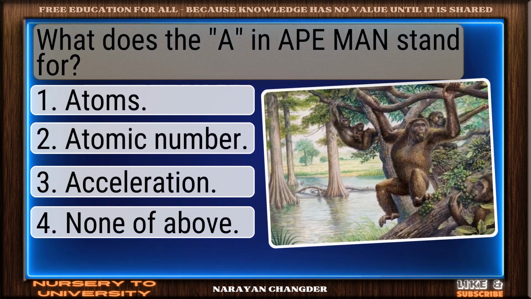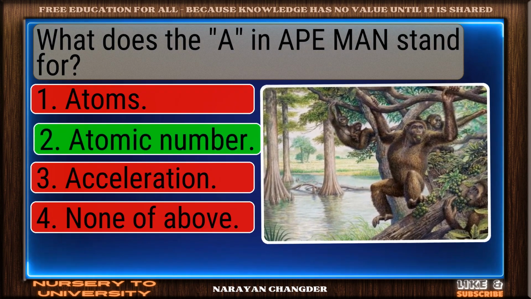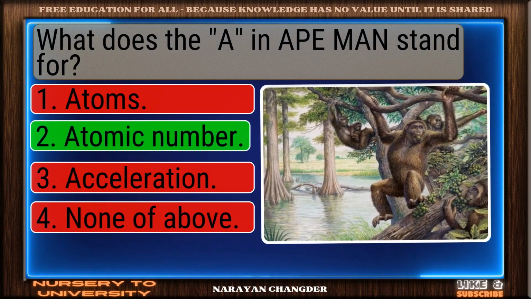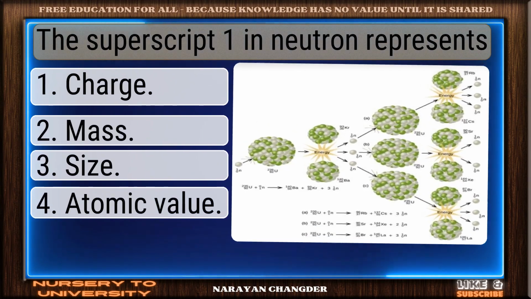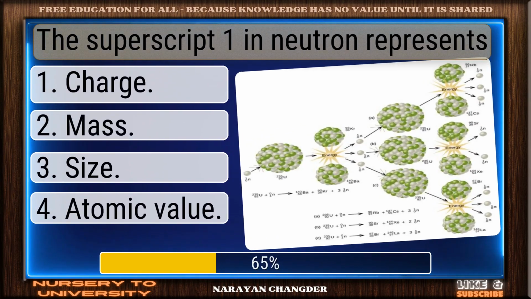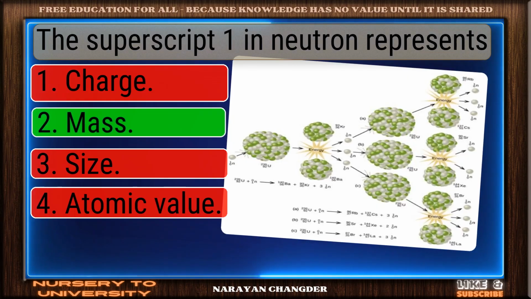What does the A in A-Z-X notation stand for? Right choice. Atomic number is the best answer. The superscript 1 in neutron represents... You're right. Mass is the correct answer.